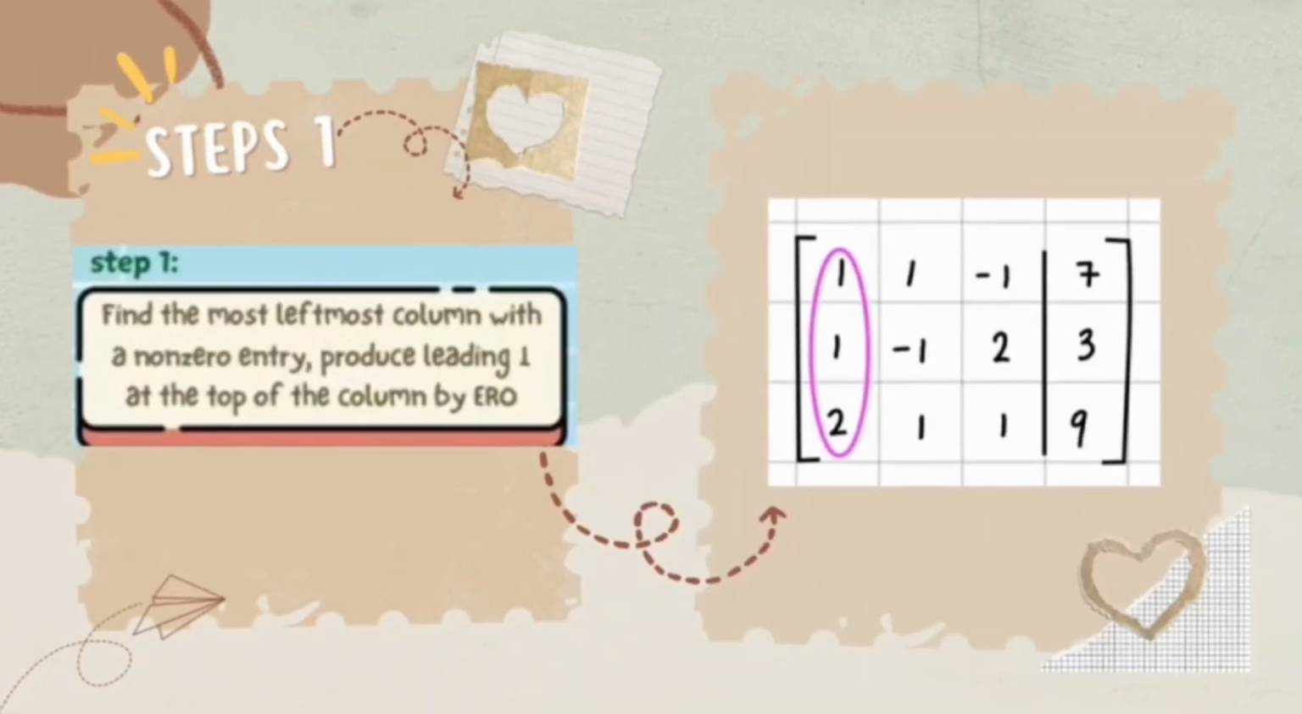Based on the note, our first step is to find the leftmost column with a non-zero entry to produce a leading one at the top of the column by ERO. Since our matrix already has the one at the top of our column, we don't need to change anything. So we will continue with step 2.